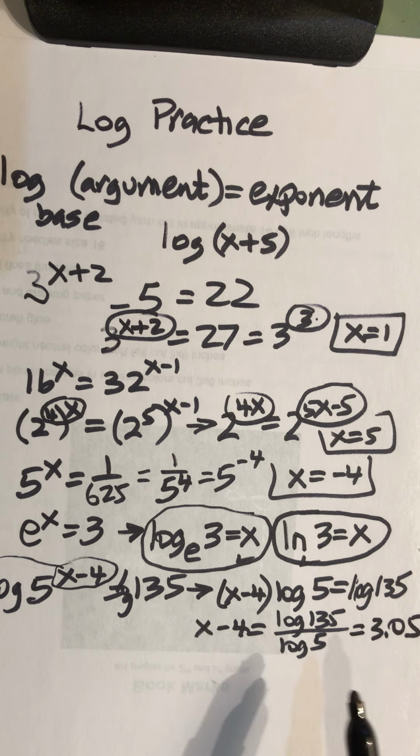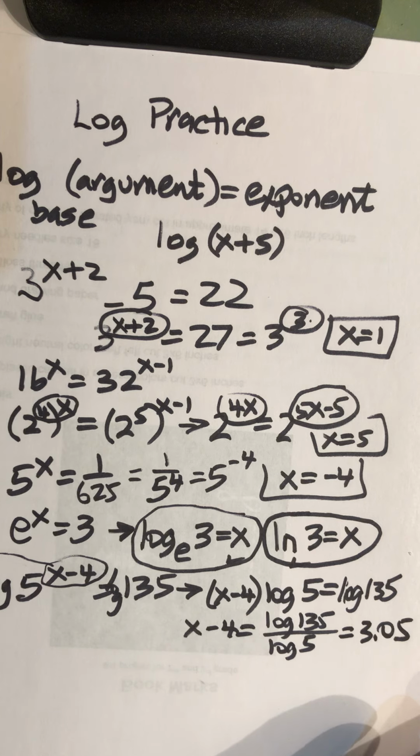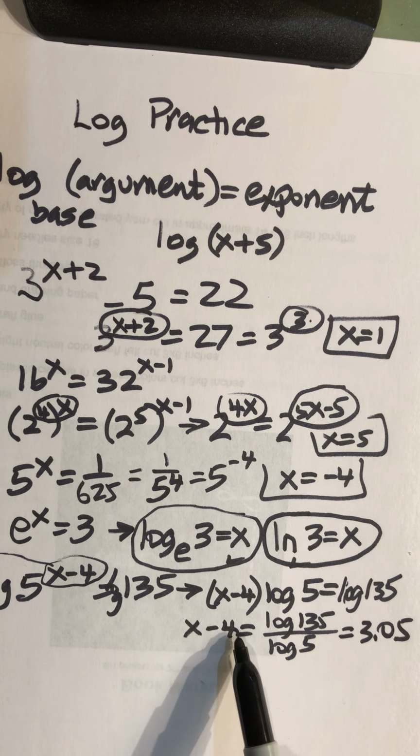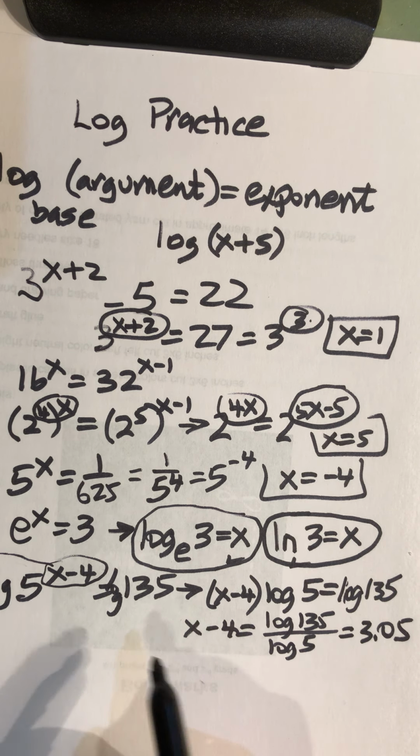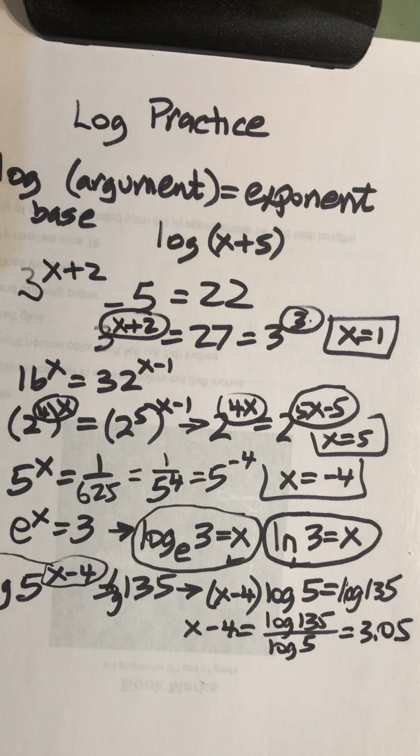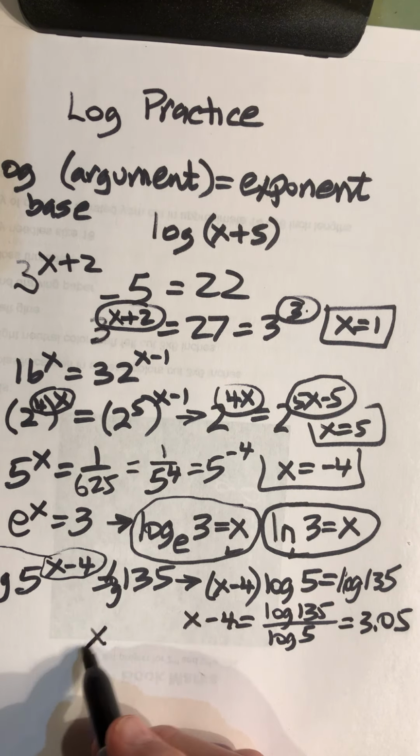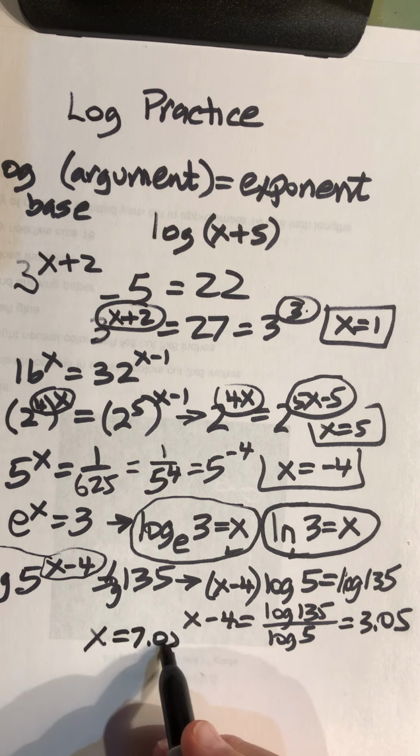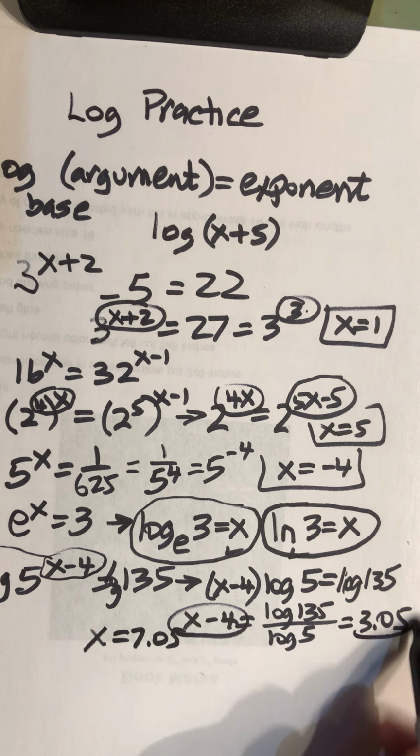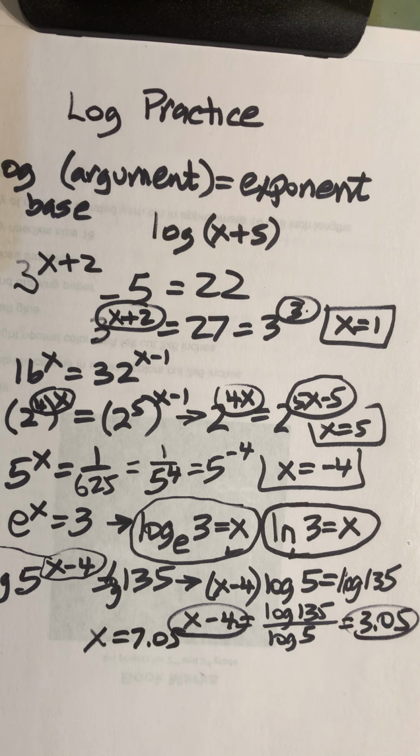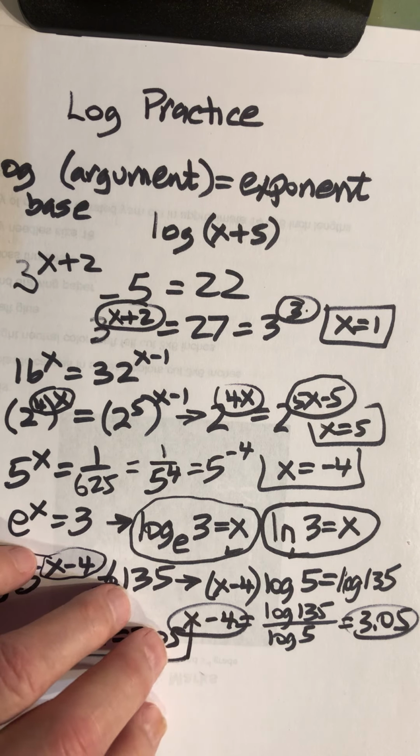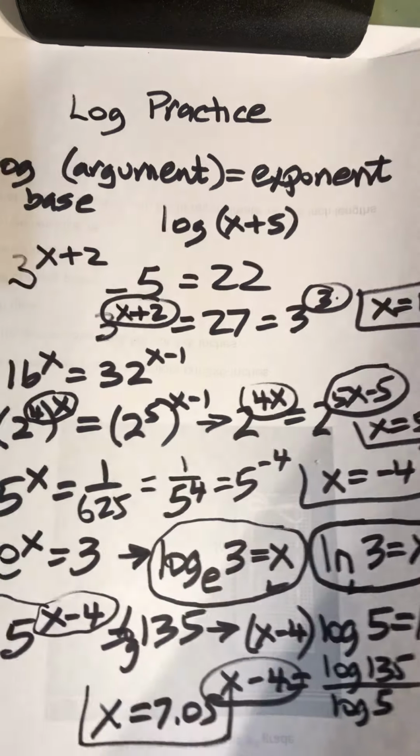Now, that's not the x value though, because that's x minus 4. I have to add 4 to that. So the answer to this is 7.05, because x minus 4 equaled 3.05. Okay? All right. Doing well. Let's take a look at some new ones.